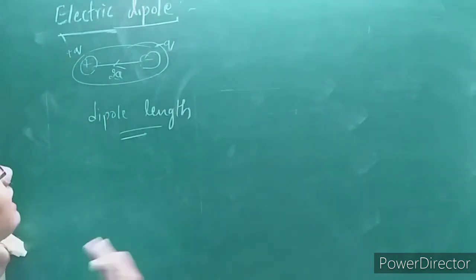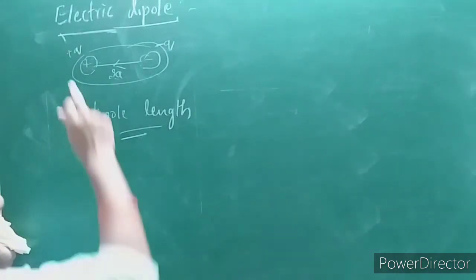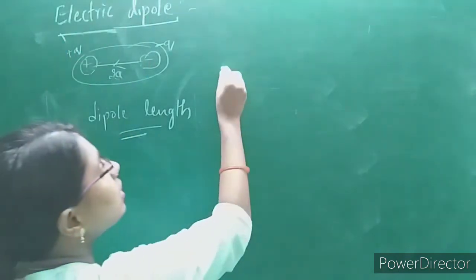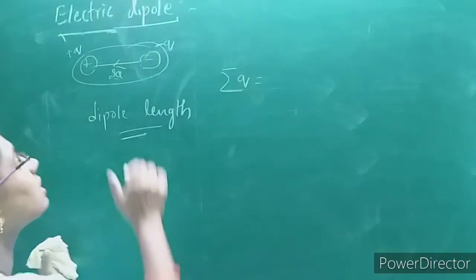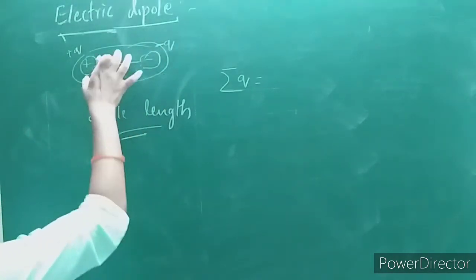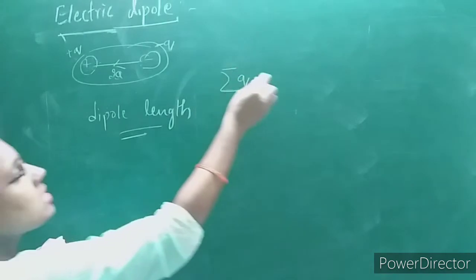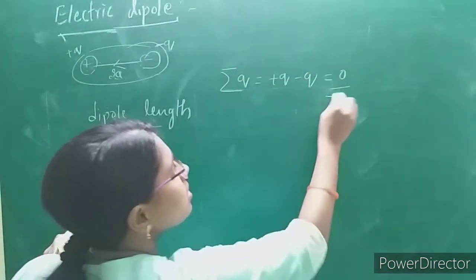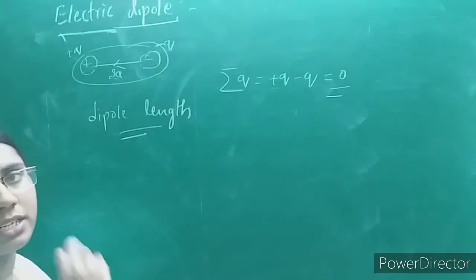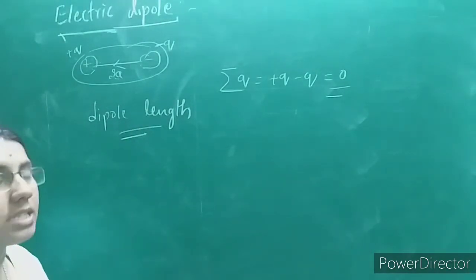So what is the net charge, I mean total charge, in the case of an electric dipole? The total charge in the case of an electric dipole is always equal to the sum of the two charges in that system, right? So that is plus q and minus q, which is nothing but 0. So the net charge in an electric dipole is always equal to 0.